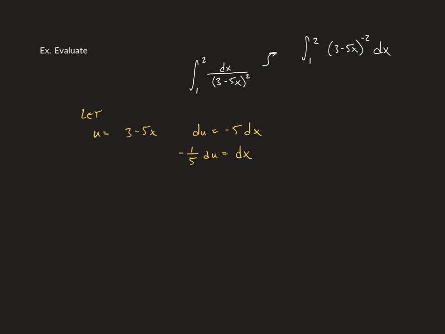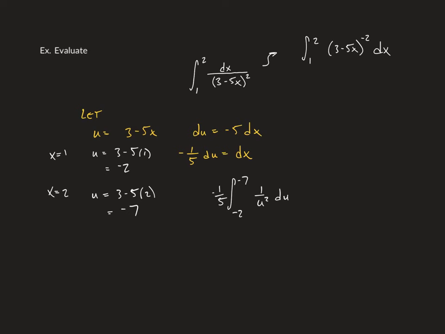Now, if we're going to do what I just said we're doing, then I need to make sure that I account for the fact that x has to equal 1 and x has to equal 2. So in this case, u is going to be 3 minus 5 times 1, all right, so that's going to be negative 2. And u is going to be 3 minus 5 times 2, so then u would be negative 7. So I've changed the bounds of integration, and now I'm going to rewrite this integral to go from negative 2 to negative 7. And I have my 1 over u squared du, and with my negative 1/5 on the outside.